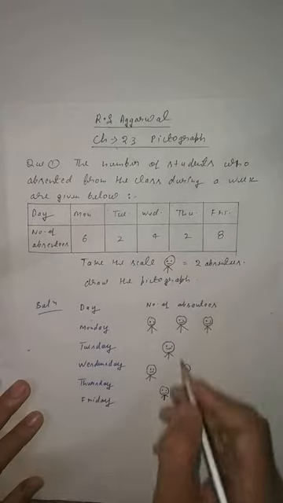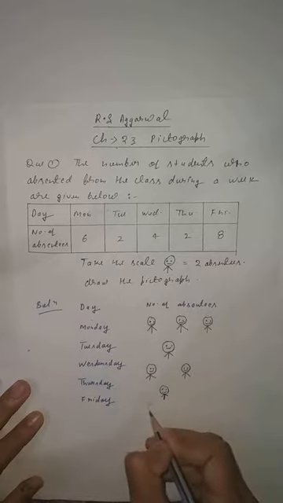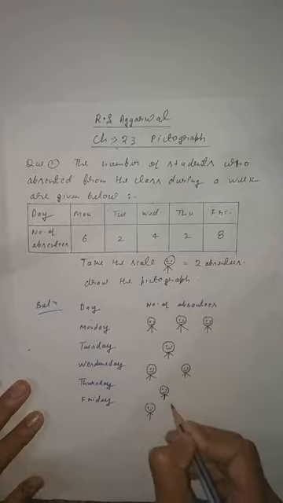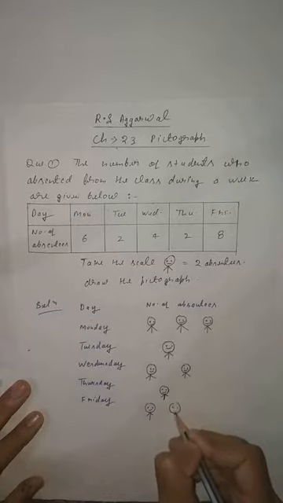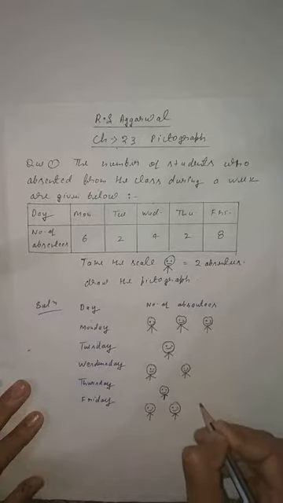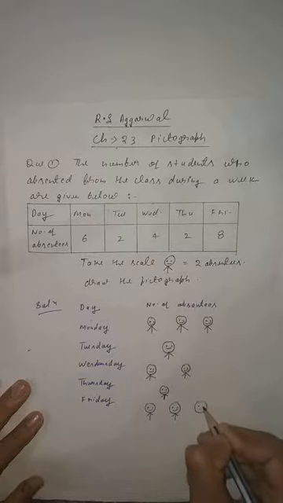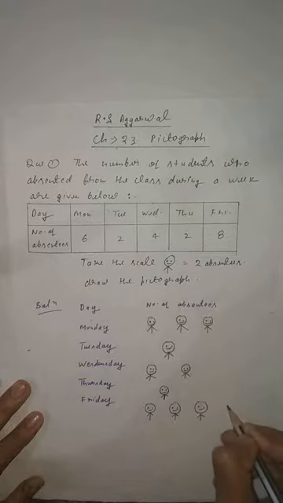So for 8, how many will you draw? You will draw 4, because 2 fours are 8. 1, 2, 3. Now next is 4.